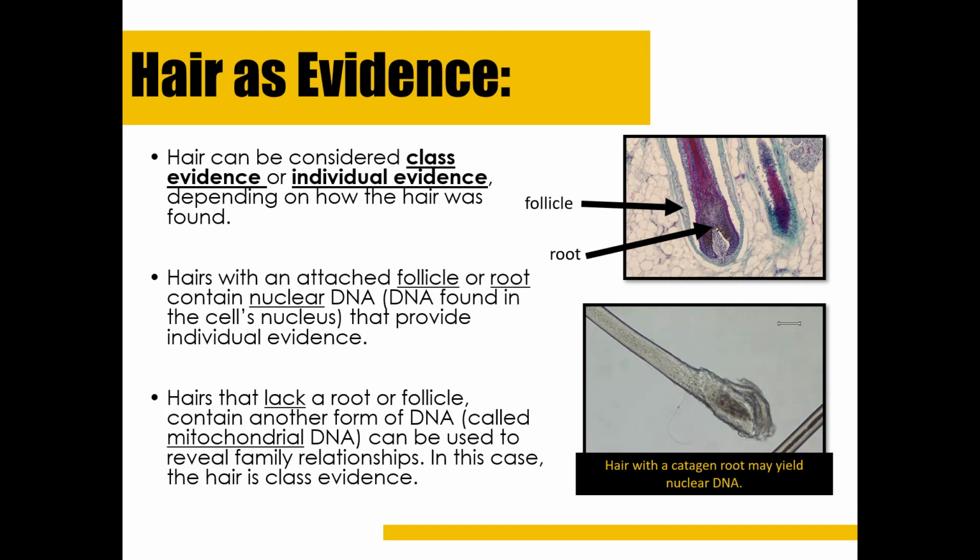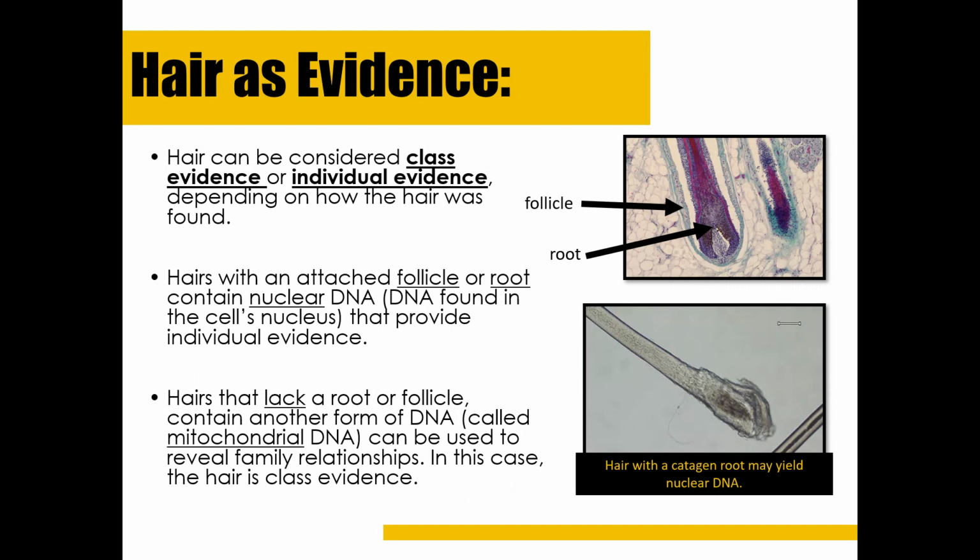So hairs with an attached follicle or root, we learned in the last lesson, contain nuclear DNA. This is the DNA that's found within the cell's nucleus, and it can provide individual evidence, which means it can match to a person. Now, if a hair is found and it lacks a root or a follicle, it still contains DNA, but this DNA is a different form. It's called mitochondrial DNA. It's not as useful as nuclear DNA. And again, we will talk about the different types of DNA found at a crime scene when we get to the DNA section of our forensic evidence unit.